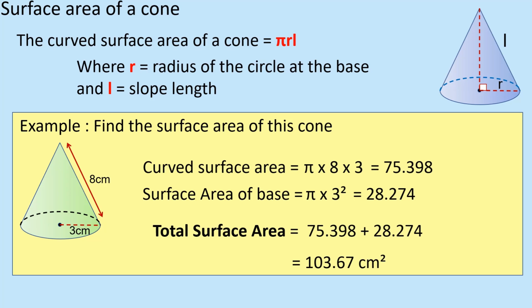If you haven't looked at areas of other shapes, then please look at those first, because you need to know the area of a circle first of all. The key part of this one really is that pi r L, the curved bit around the outside, all right? And of course the fact that you need the slope length for this particular one.